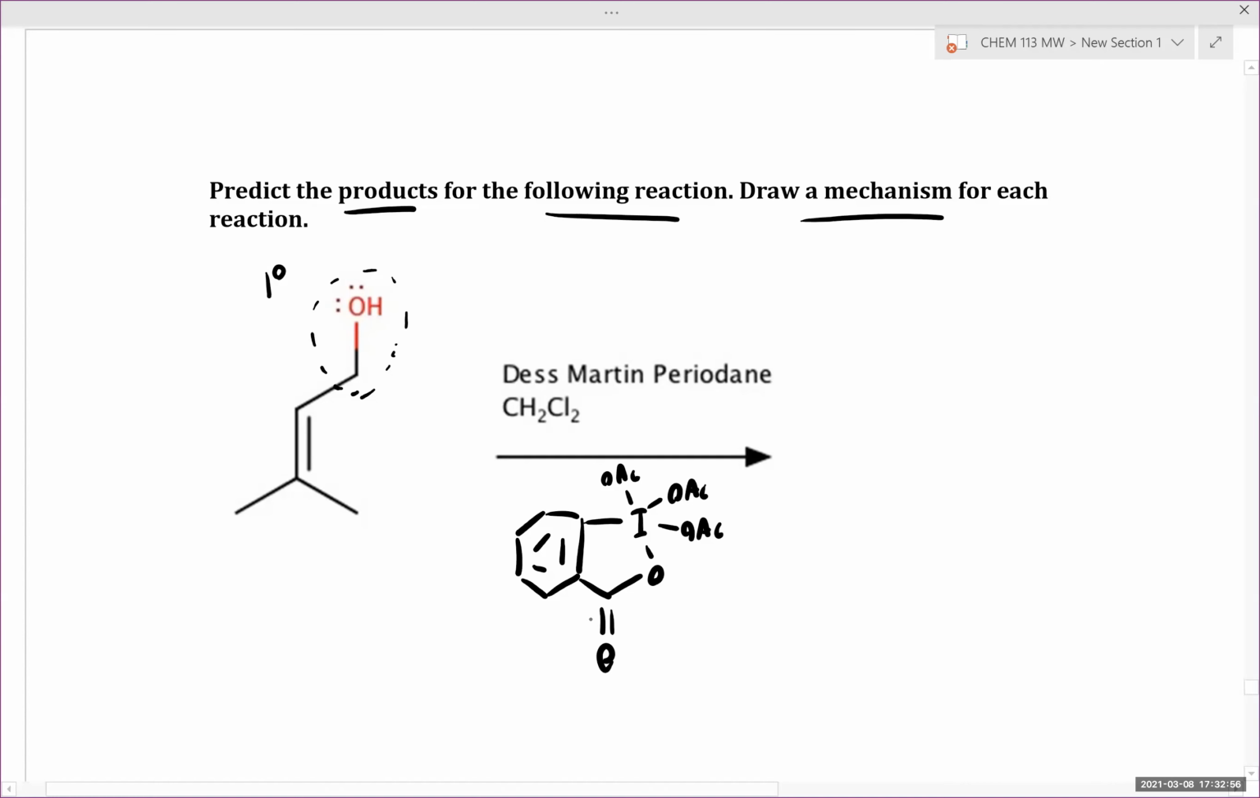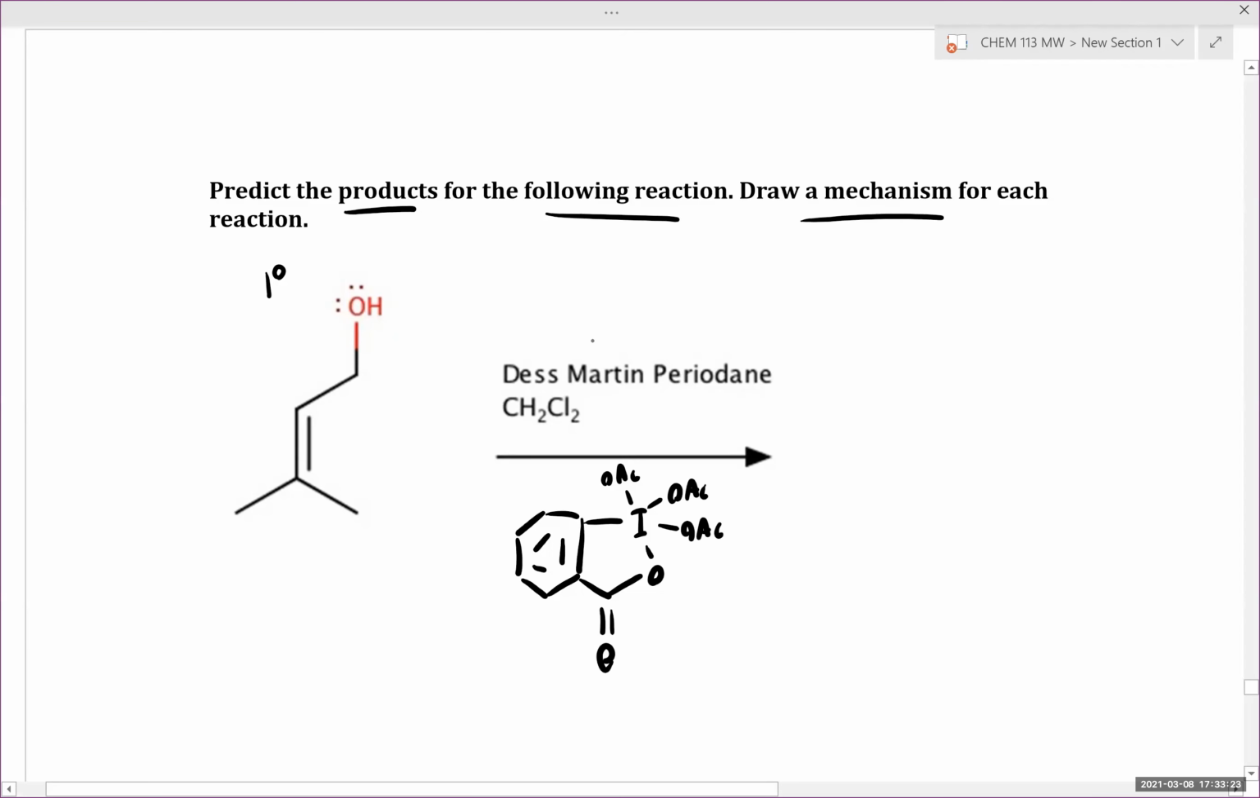One student is commenting in the chat that it prefers to form an aldehyde, and that is a very important observation, a very important comment to note. Dess-Martin periodinane is very special in that rather than exhaustively oxidizing a primary alcohol up to a carboxylic acid, it's a very useful reagent for selective oxidation of a primary alcohol to an aldehyde.